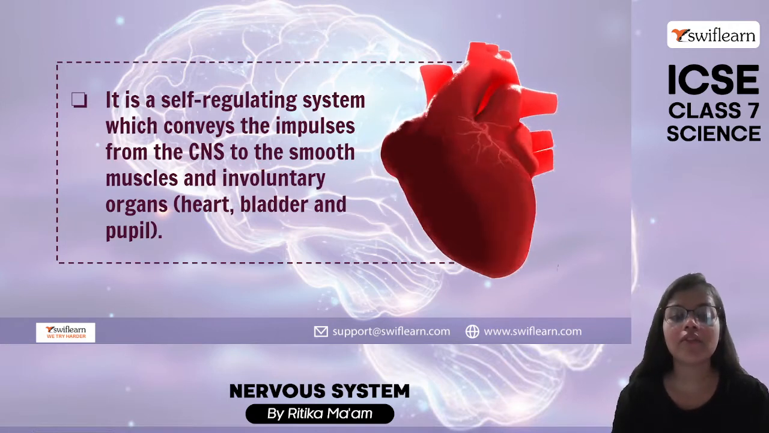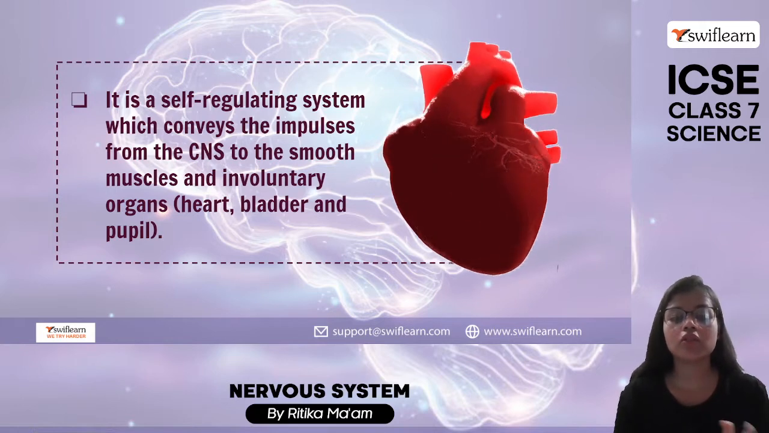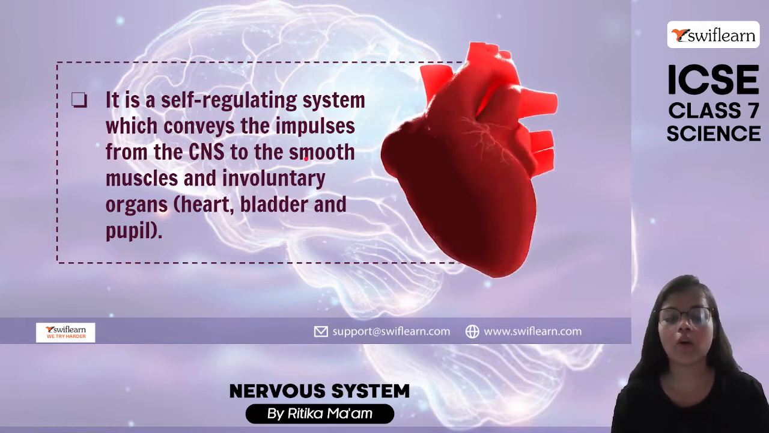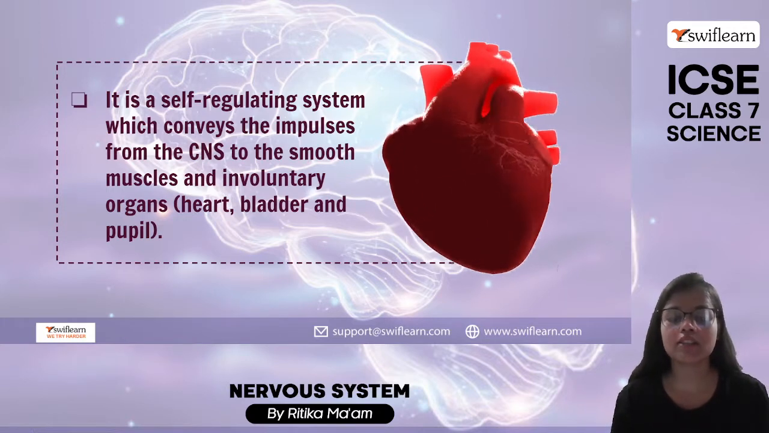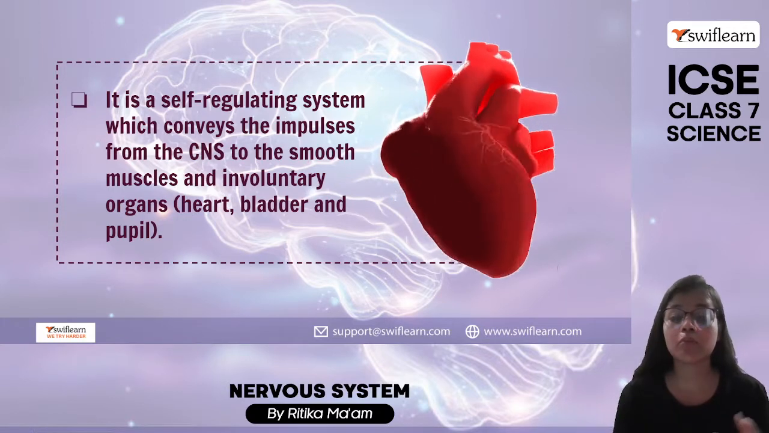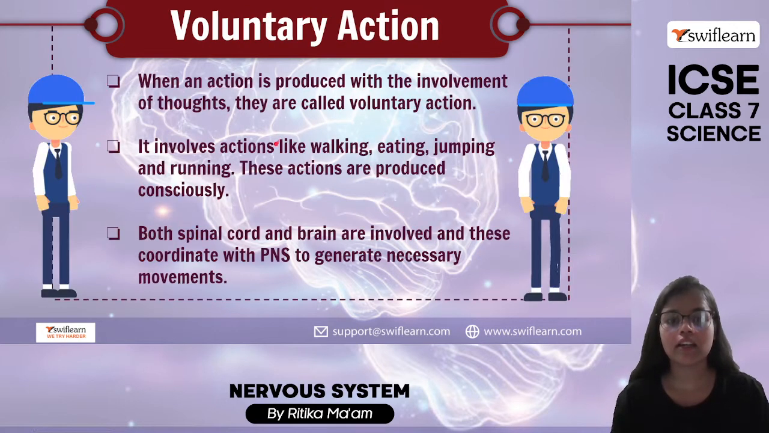And it is a self-regulating system which conveys the impulses from the central nervous system to the smooth muscles and involuntary organs. So involuntary means something that is beyond our control. For example, heart functioning, bladder functioning, pupil functioning, etc. So the neural system controls three actions: voluntary, involuntary and reflex action. Let's study about each of them.